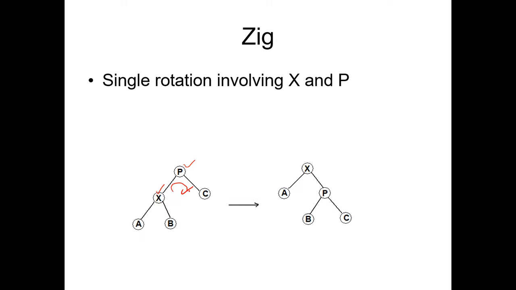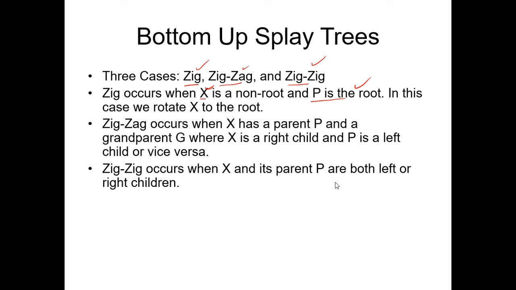When you apply the right rotation here, you can see X will occupy the root, the right of X will go to the left of P, and P will come to the right of X. This is how exactly the right rotation is applied on this particular tree when it is in the zig situation. There is another situation which we talked about, the zigzag situation.